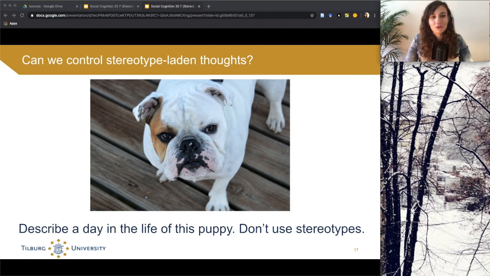What I'd like you to do is to take 2 minutes of time, grab a sheet of paper and a pen, and make some notes to describe a day in the life of this dog. And while you do that, don't use stereotypes. So pause the video now and write down a description of a day in the life of this puppy.